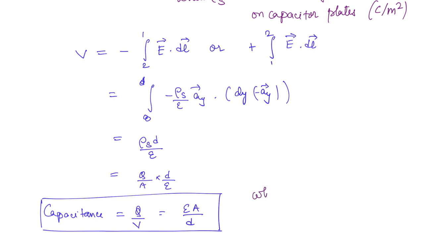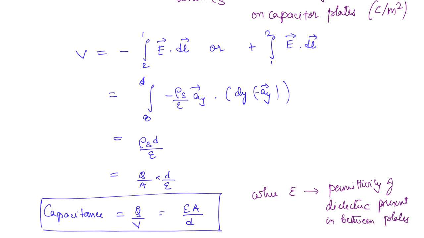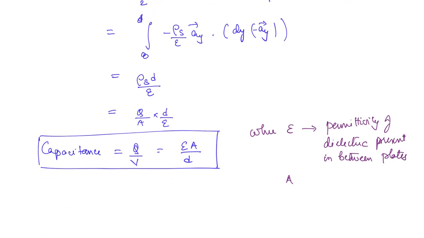Here what is epsilon? This is the permittivity of the dielectric present in between the plates. And what is A? This is the area of each plate. And what is D? This is the distance between the two plates.